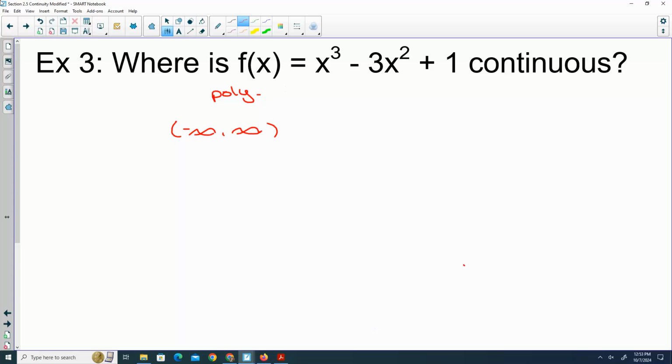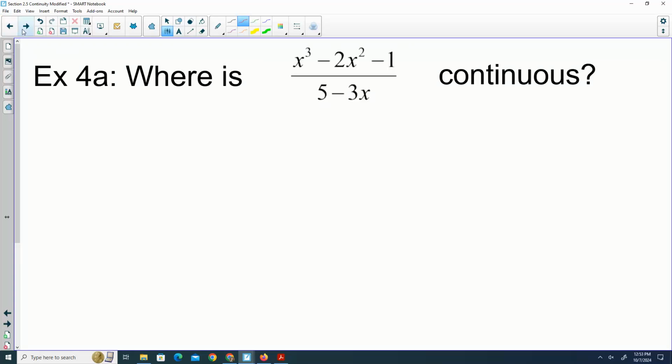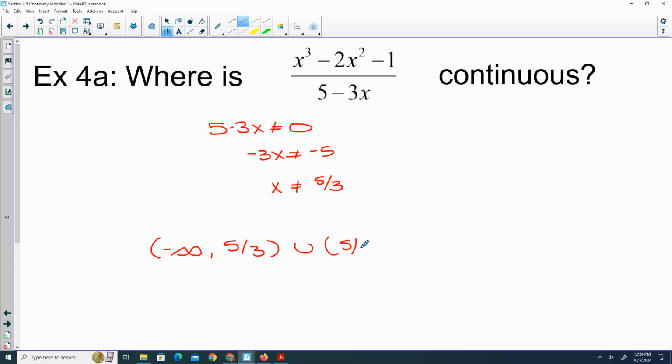Let's look at the next one. Where would we be worried about this one? 5/3. Why? Because that's where it makes the denominator 0, or the asymptote. So it's really kind of like finding domain, isn't it? x cannot be 5/3. So if I said where is it continuous, that's everywhere except 5/3. So negative infinity to 5/3, union 5/3 to infinity.